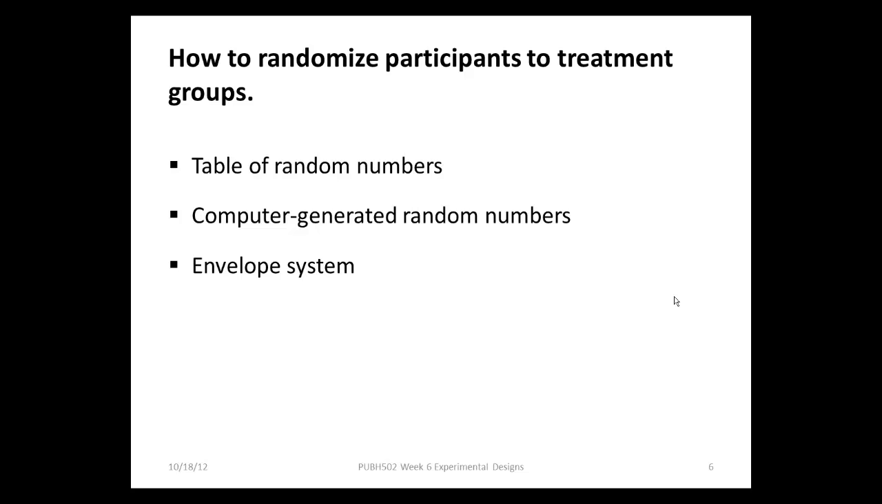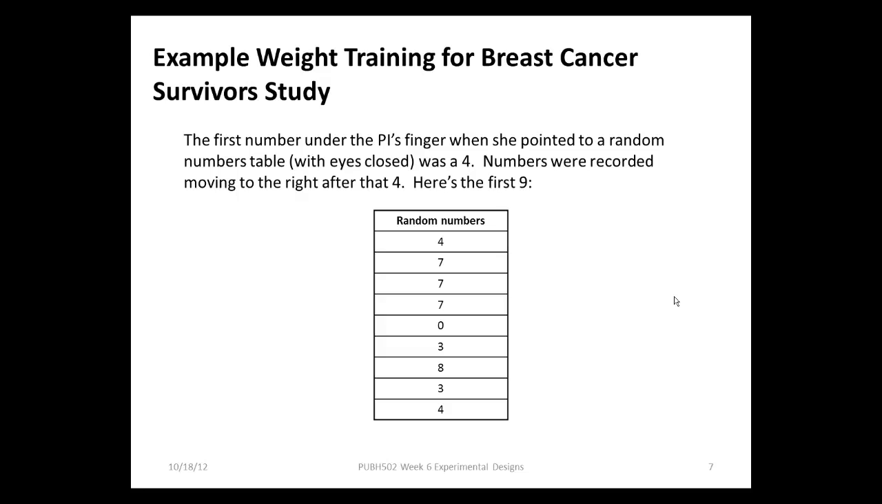There should be a system for establishing that very clearly that can also remain blinded if necessary. So let's talk about the random number table for a second. Here's an example from Katie Schmitz's breast cancer survivor study, and this is what she actually did for assignment.